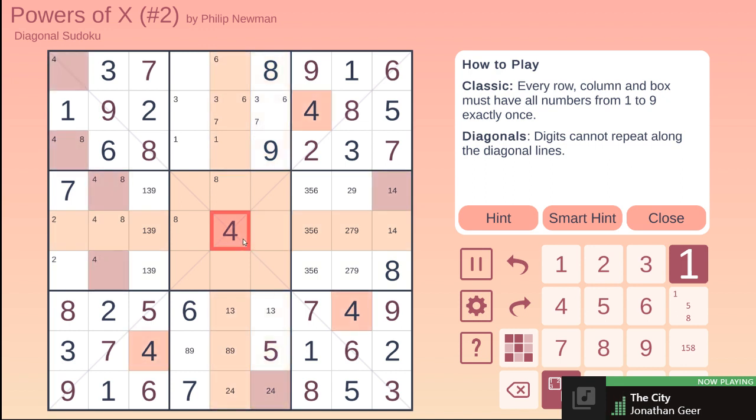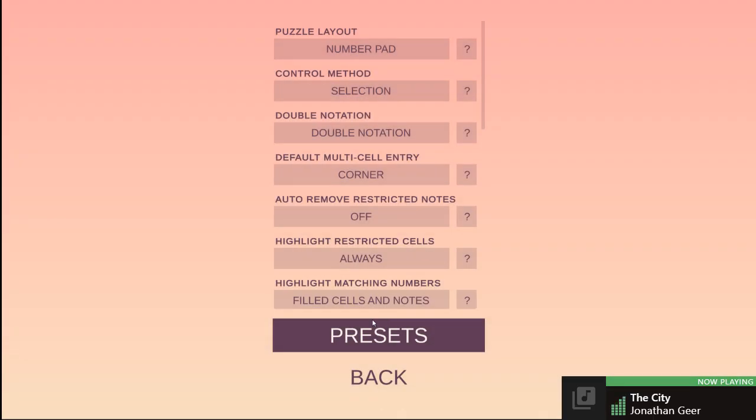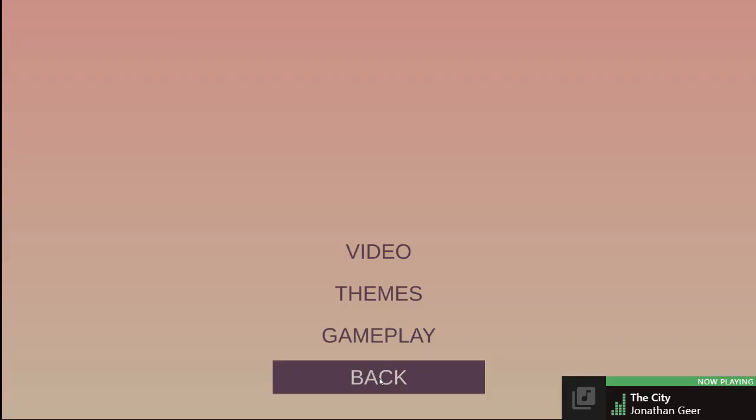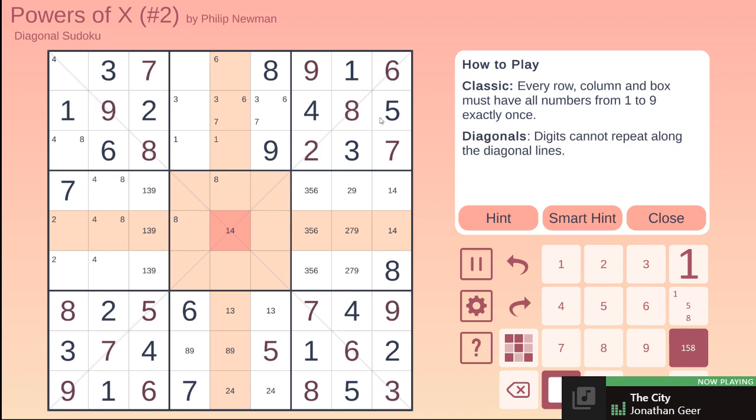Why is that Xing? Hold on. Highlight errors. Duplicates only, I guess. Wow. Okay, so our logic is wrong, but why is that logic wrong? That logic seemed really right to me. Digits can't repeat. So it has to be a 1 or a 4.